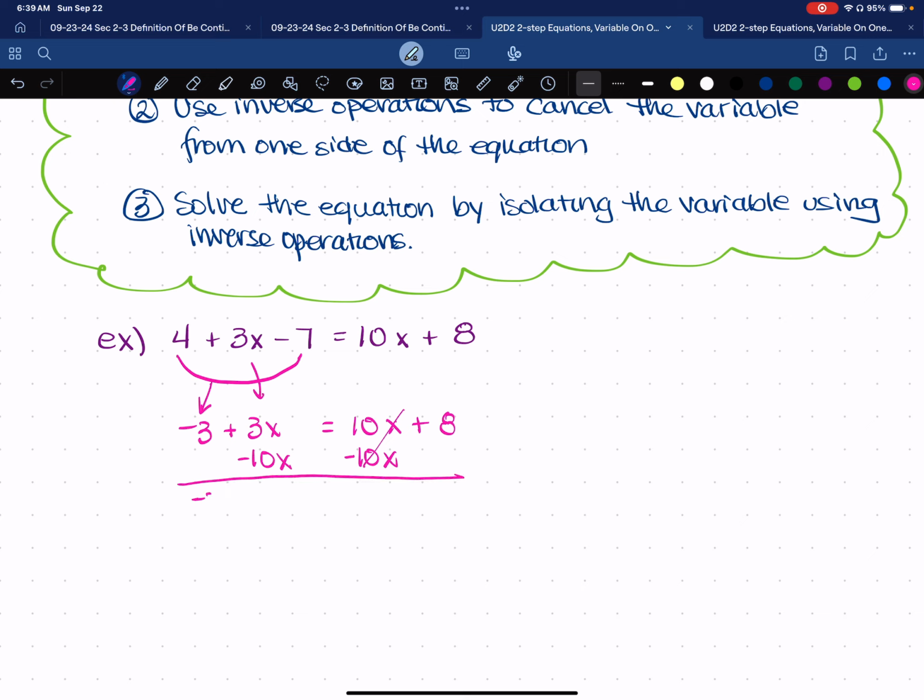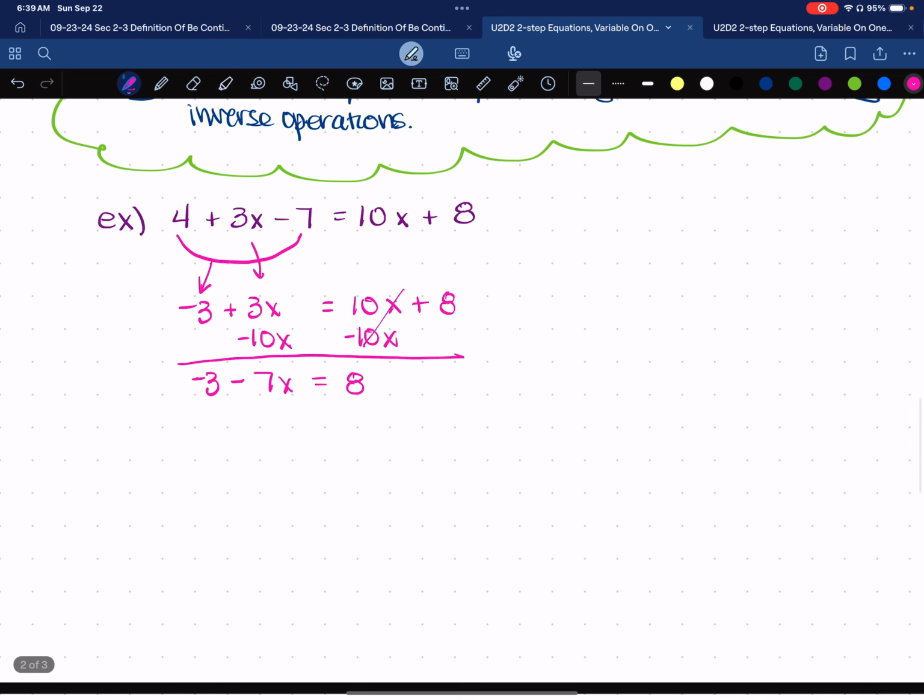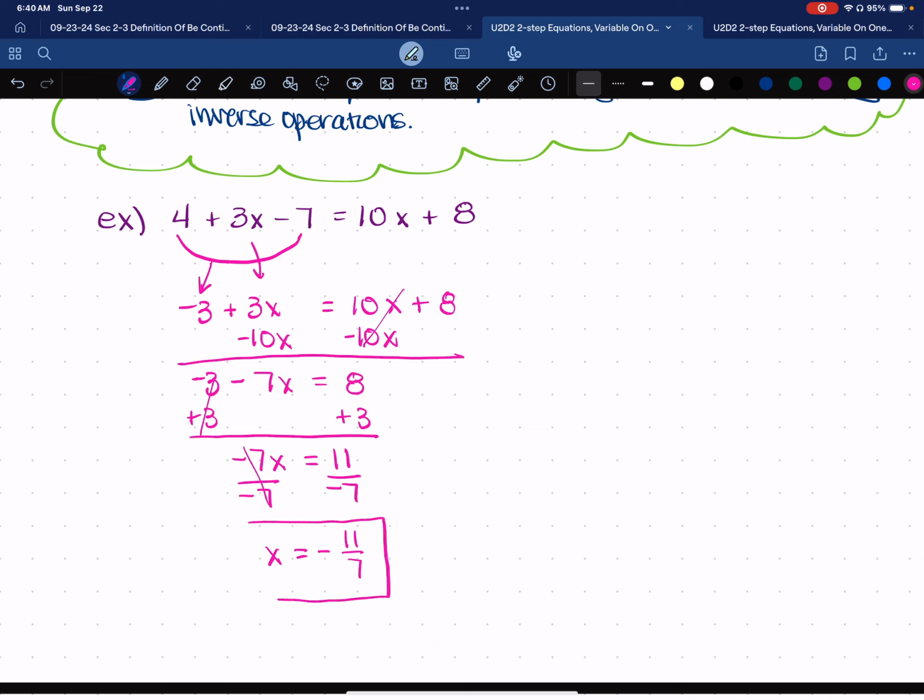So I have my negative 3, and then 3x minus 10x is negative 7x. Those have canceled out and are 0, and then we have 8. And now it's like the problems above. We're going to add 3 onto both sides to turn that negative 3 into 0. We're left with minus 7x equals 11. And then we're going to divide by negative 7 to turn that into a positive 1. And a positive divided by a negative is negative, and 11 divided by 7 isn't a whole number, so we're just going to leave it with 11 divided by 7. See, who needs a calculator?